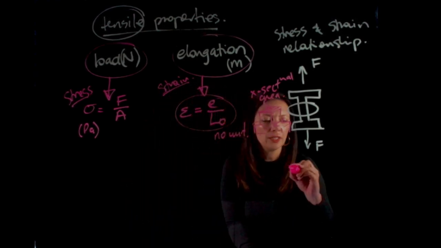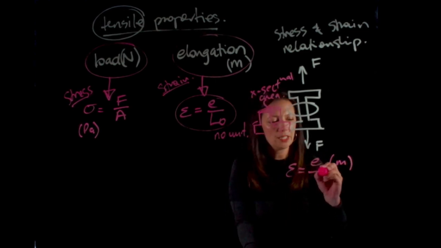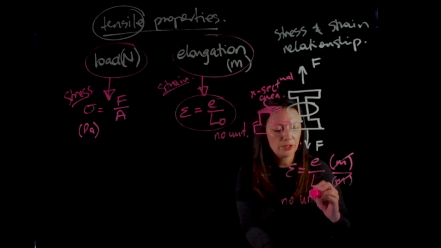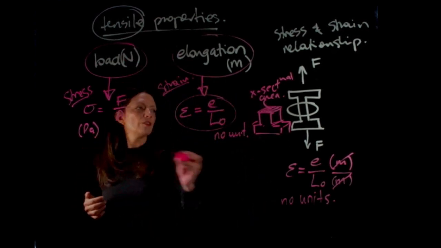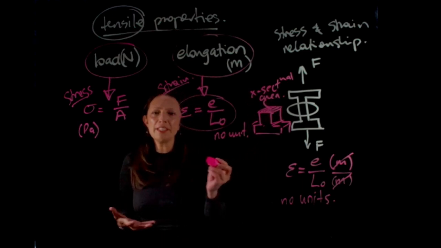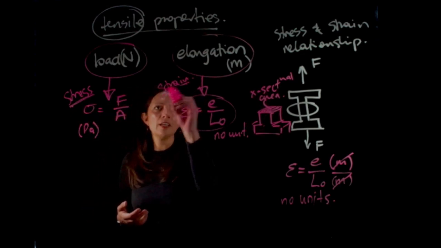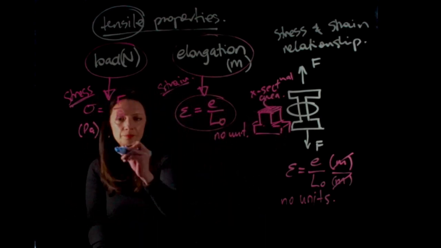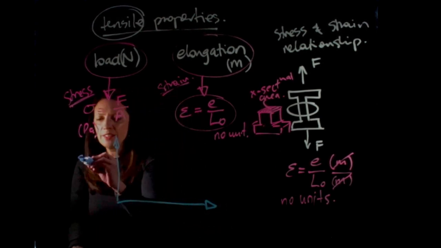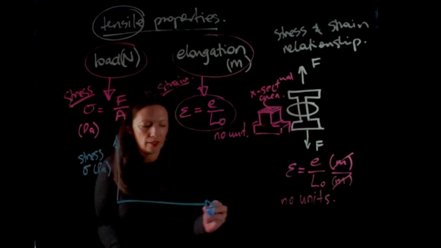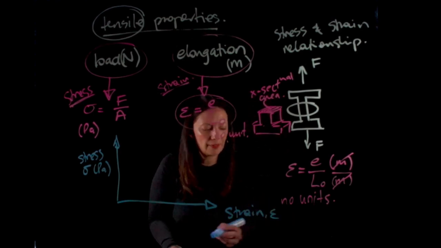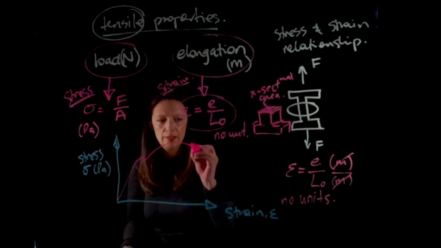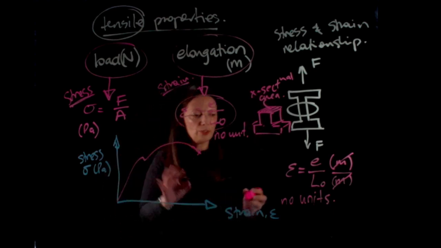Why does strain have no units? Strain equals the elongation, which is in meters, divided by the original length, which is also in meters. They cancel out, so strain has no units. From the tensile testing laboratory, we end up with a series of stresses and strains, and what we end up with is a stress-strain curve. On this side we have stress, sigma, in pascals. On this side we have strain, epsilon, which has no units. So I end up with a curve. It's going to look like this, and this is typical for mild steel.